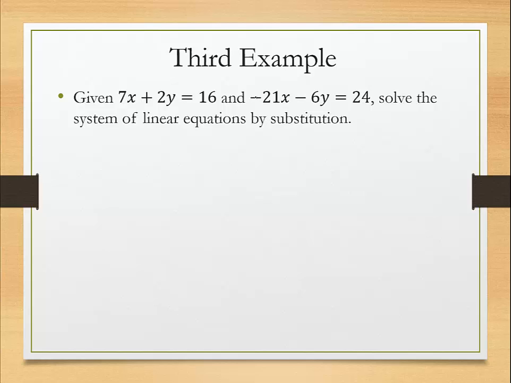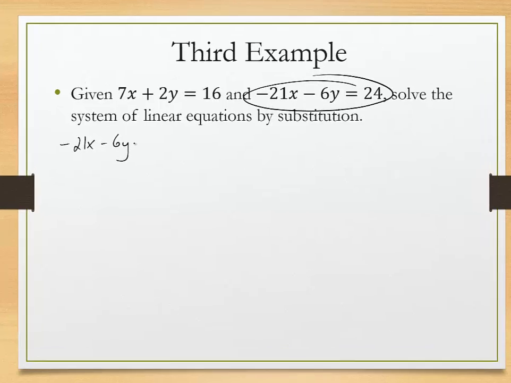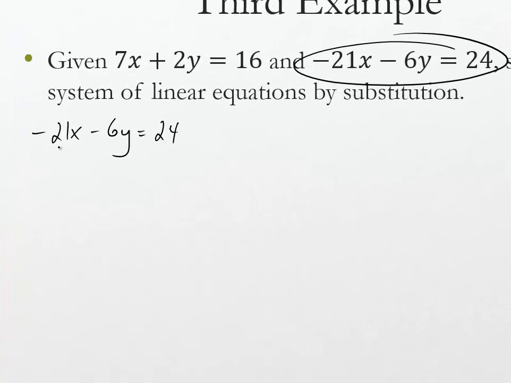So, just to make it easier on us so we can think about solving for x and y, let's go ahead and divide this entire equation by negative 3. So, if we have negative 21x minus 6y equals 24, let's divide every single one of these by negative 3. We're just reducing it. So negative 21 divided by negative 3 is positive 7x. Negative 6 divided by negative 3 is positive 2y. And then 24 divided by negative 3 is negative 8.